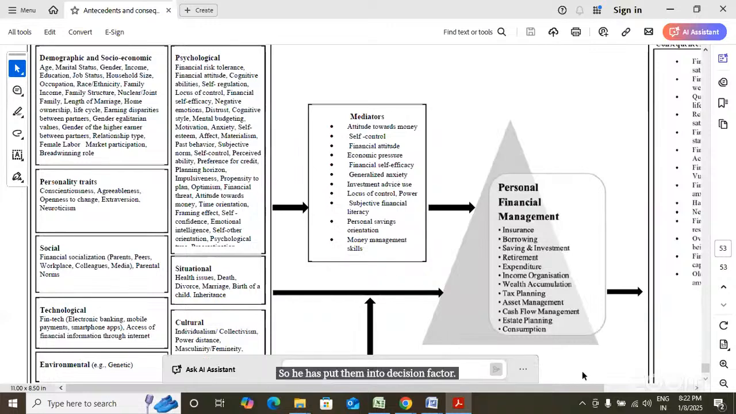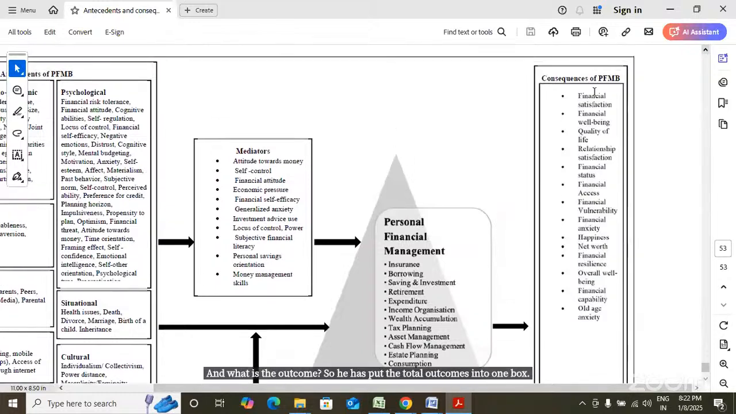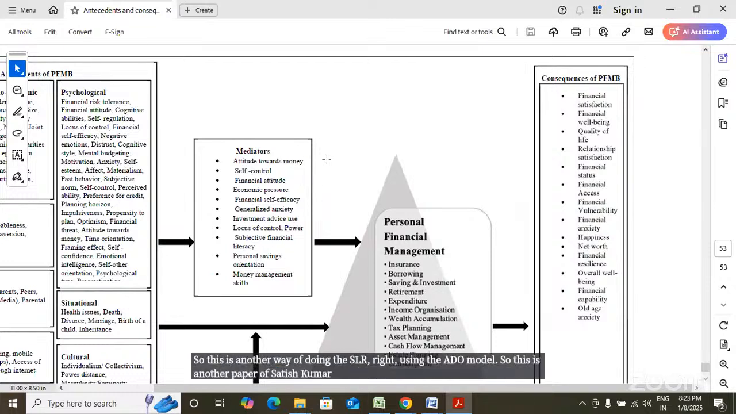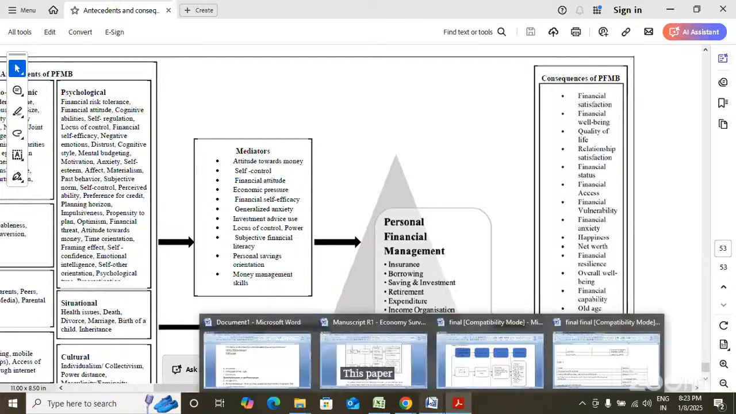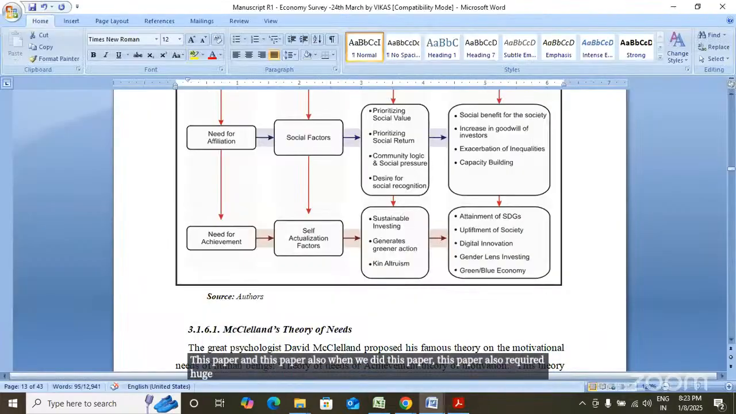He has put this into decisions. And what is the outcome? So he has put the total outcomes into one box. So this is another way of doing the SLR, right? Using the ADO model. This is another paper of Satish Kumar that I can share with you. And this requires lots and lots of effort again. This paper and this paper also, when we did them, also required lots and lots of effort and time.